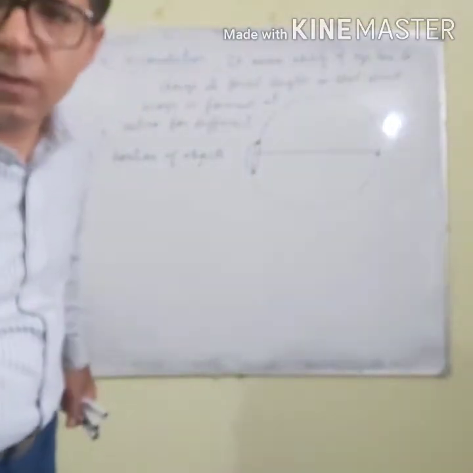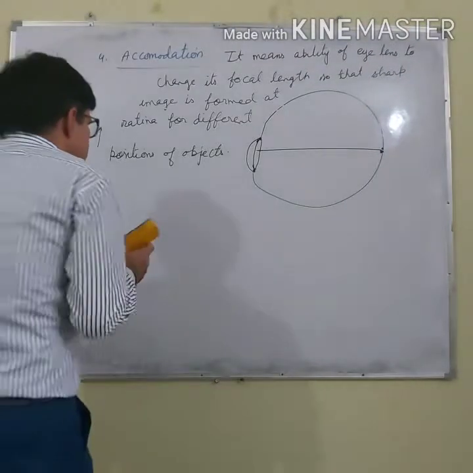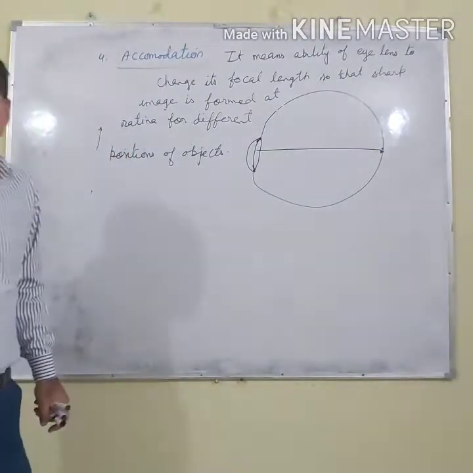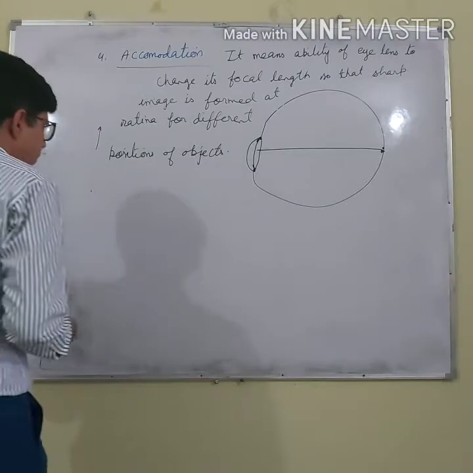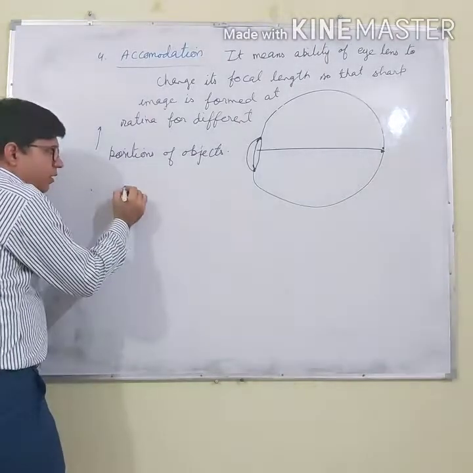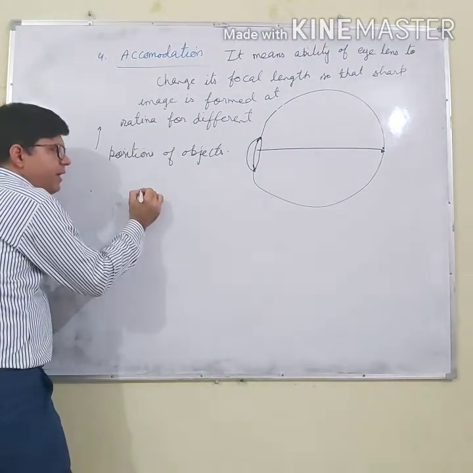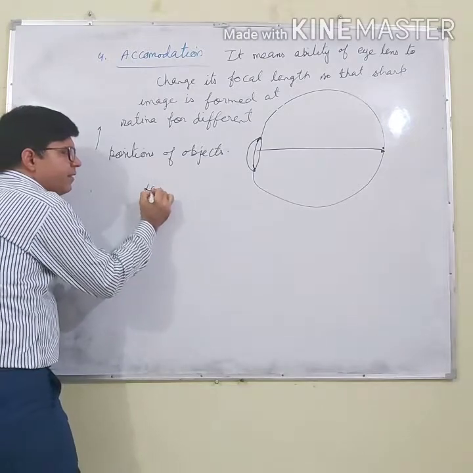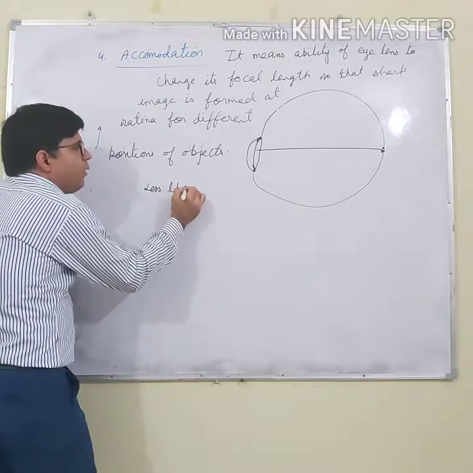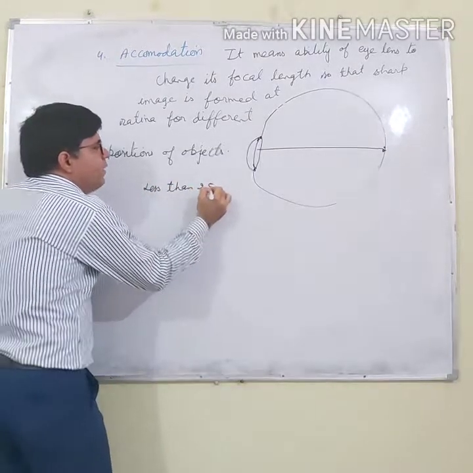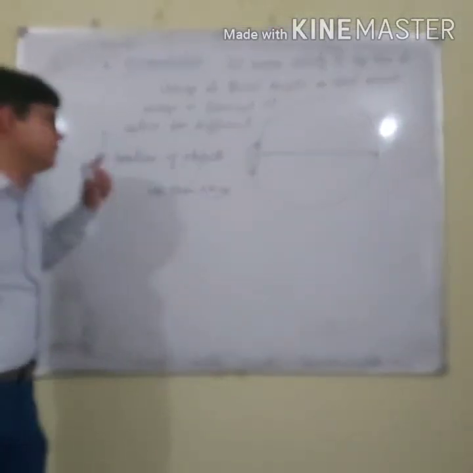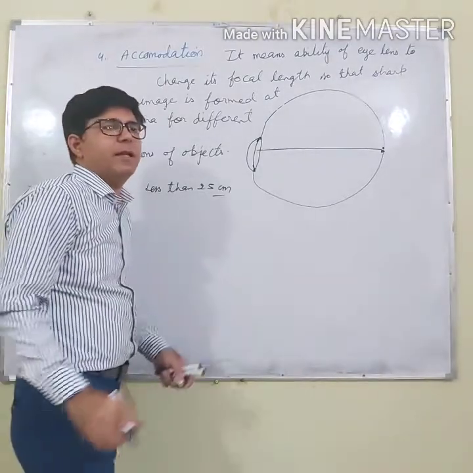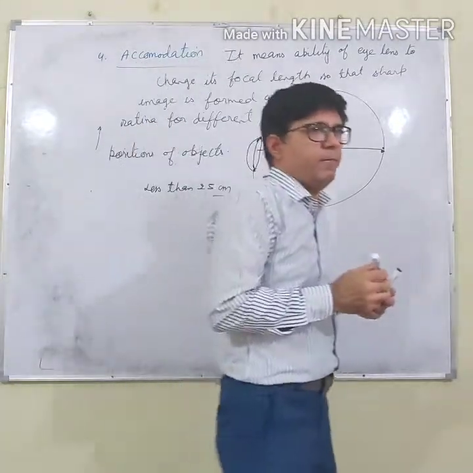Now there is a question: why can we not see clearly the objects which are at a distance less than 25 centimeter? Why are we not able to see the objects clearly which are at a distance less than 25 centimeter? Its answer lies in this.